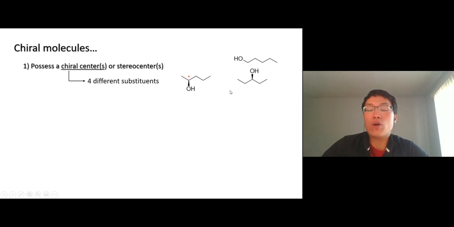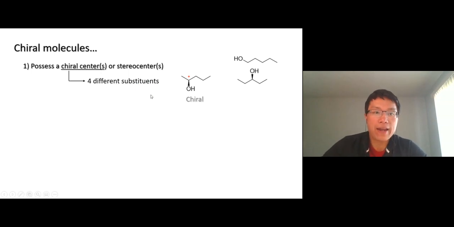The following don't have a chiral center. For example, this carbon right here, OH is 1, ethyl is 2, ethyl again, not a different substituent. This is 4, of course, it has hydrogen too, but these ethyl groups are the same. So that doesn't count, right? This carbon right here has 2 hydrogens on it, so that's not a chiral center. So first off, for a molecule to be chiral, 1, it needs to possess at least 1 chiral center. What is a chiral center? 4 different substituents.